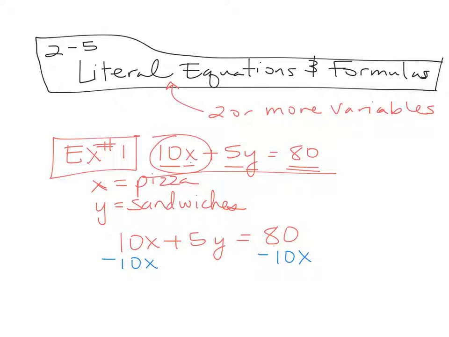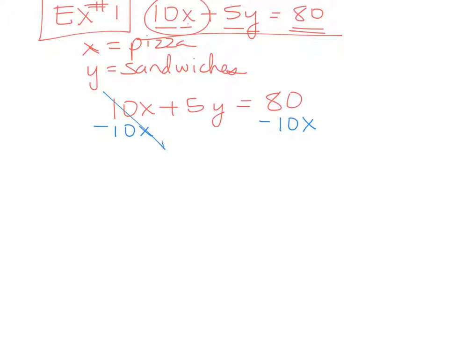And here's where I see a lot of mistakes. What is 80 minus 10x? It's 80 minus 10x, right? Those are not like terms. This is where this lesson can be a little bit of a challenge because you're not really simplifying a whole lot. You're just kind of rearranging more. So the 10x is gone from this side. What you're left with right now is 5y equals 80 minus 10x. We can't simplify that any further, right? We cannot combine 80 and 10x.